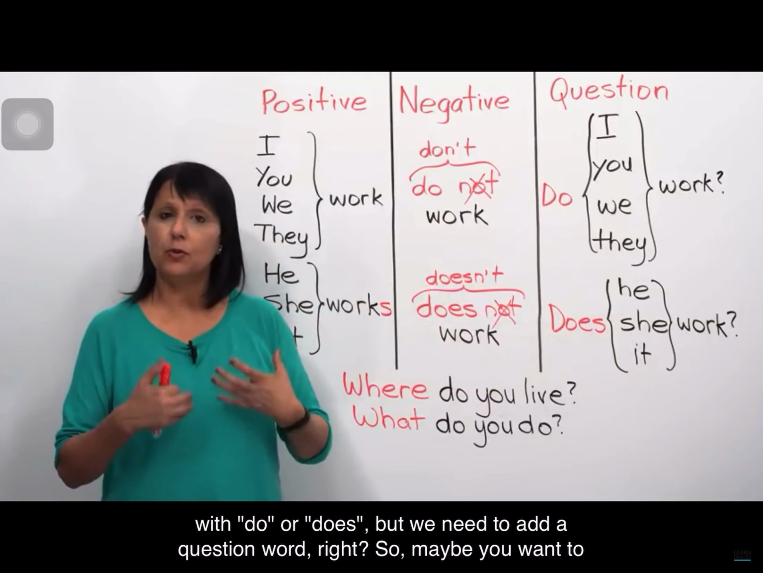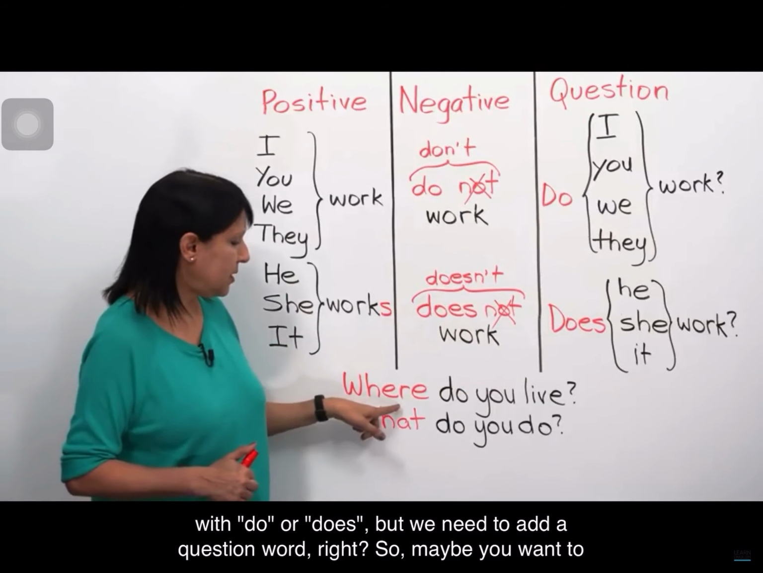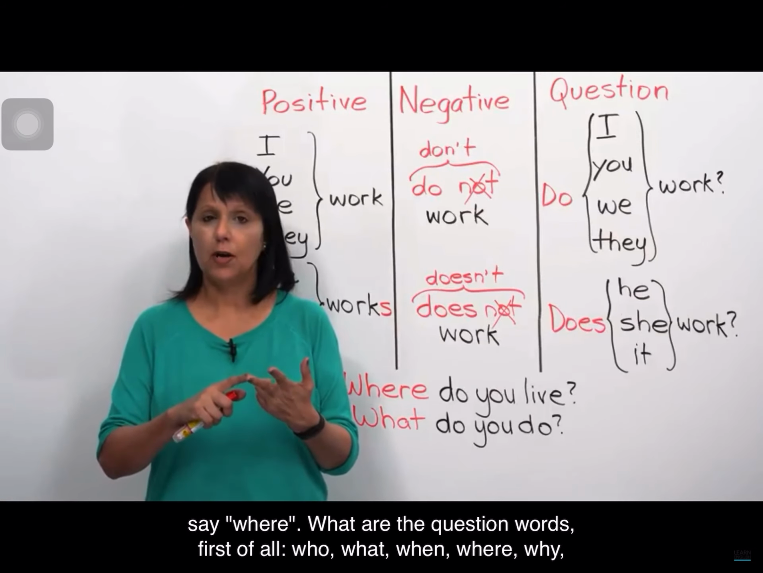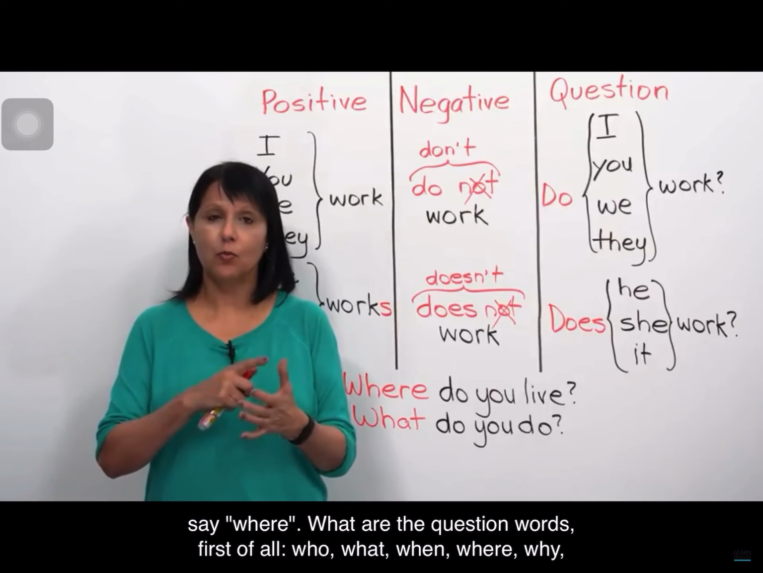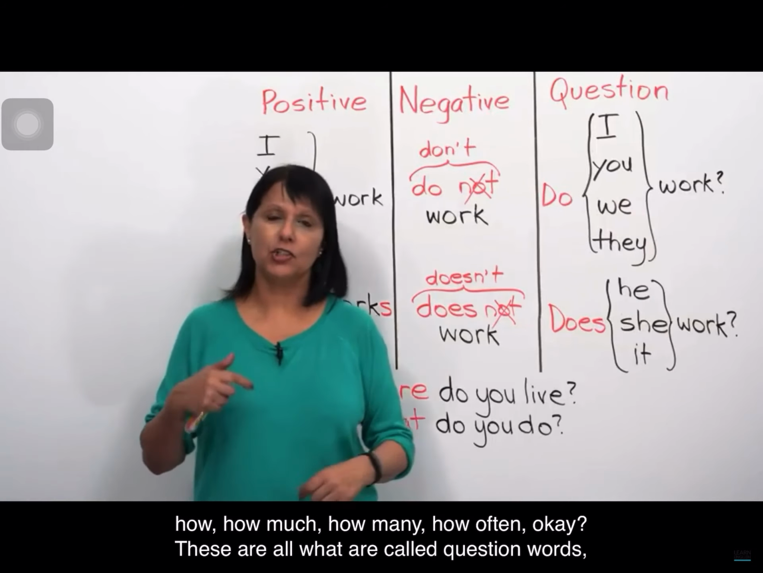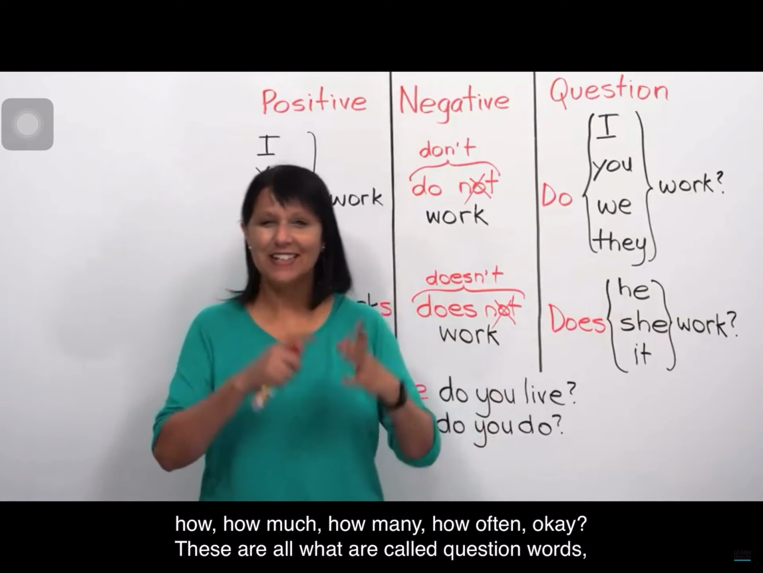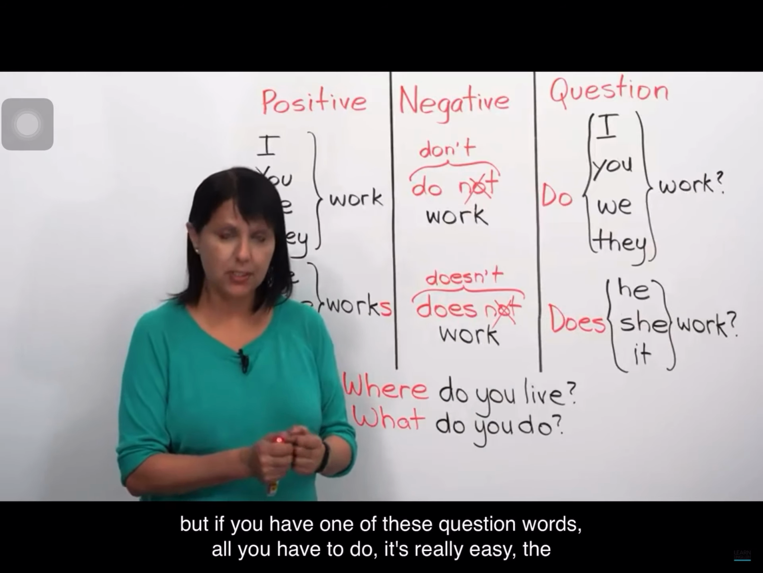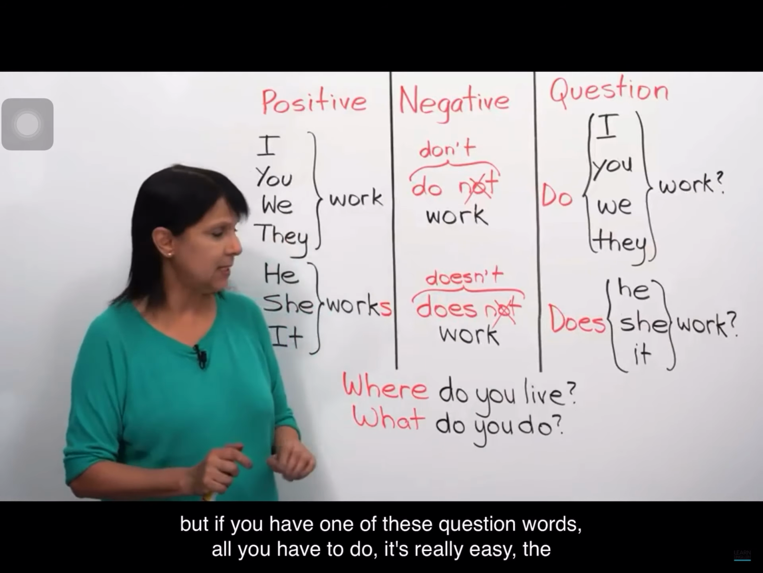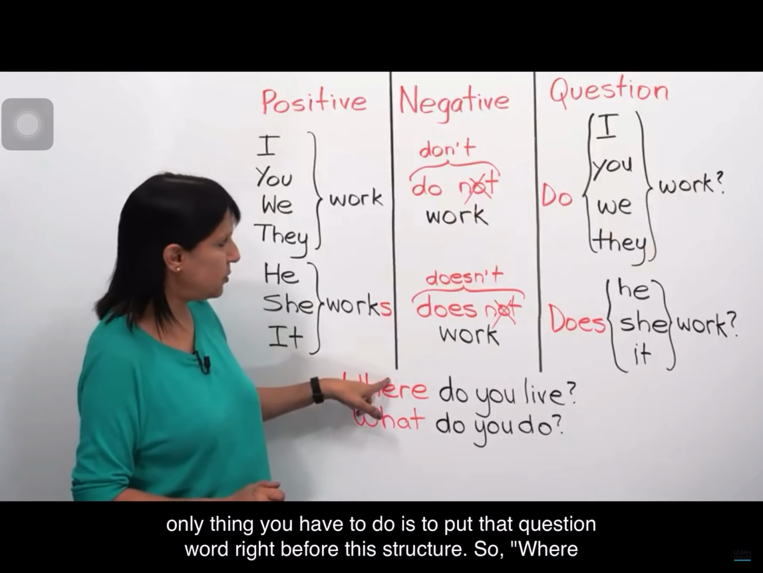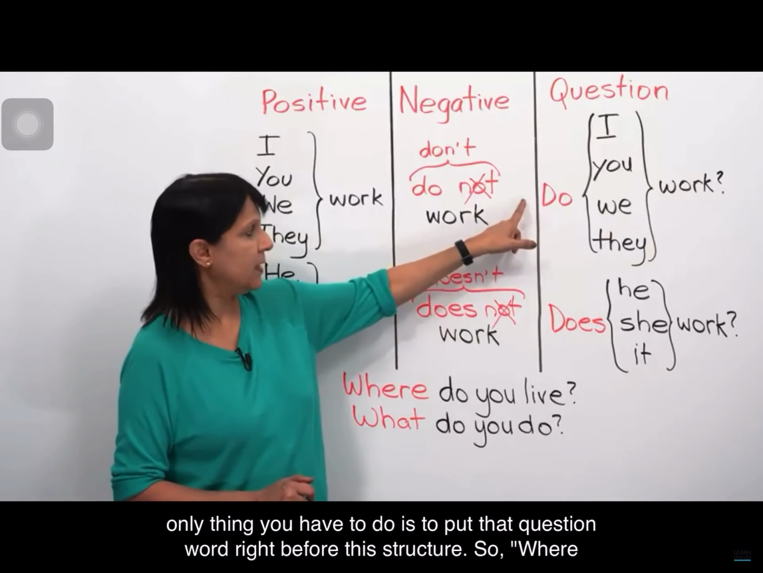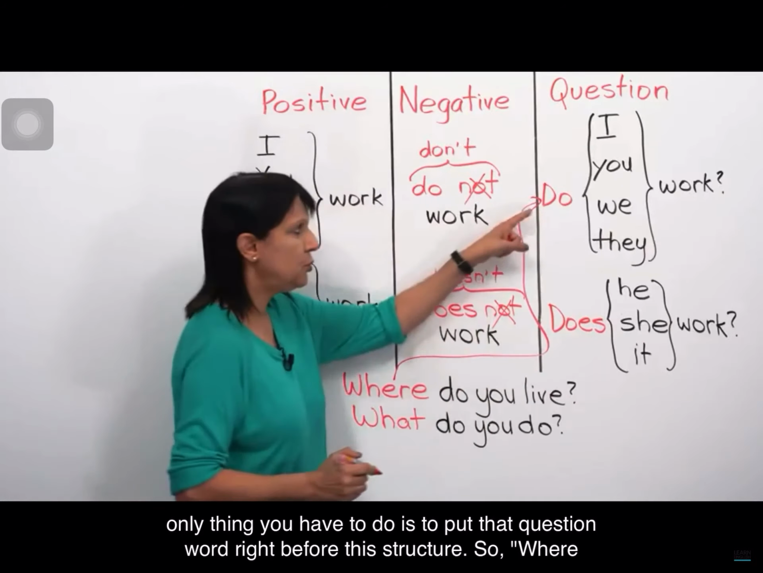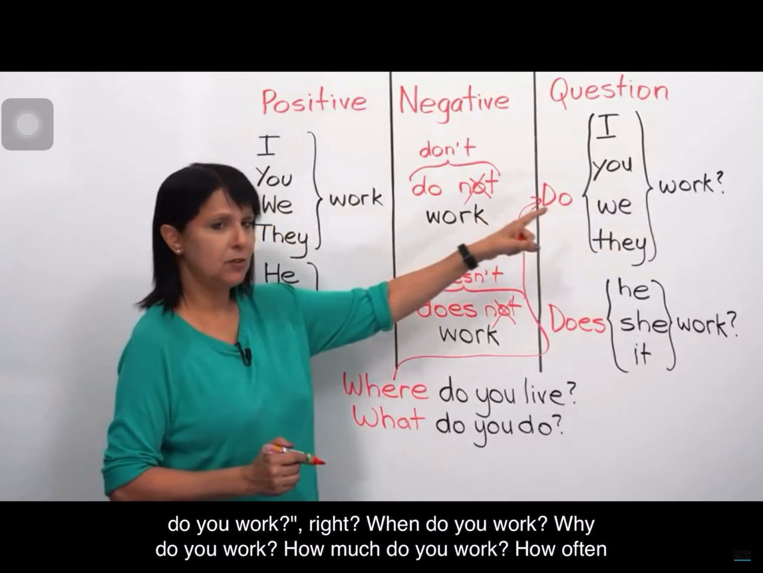Now, another important point is that sometimes when we ask questions, we don't just start with do or does, but we need to add a question word, right? What are the question words, first of all? Who, what, when, where, why, how much, how many, how often, okay? These are all what are called question words. But if you have one of these question words, all you have to do, it's really easy. The only thing you have to do is to put that question word right before this structure.